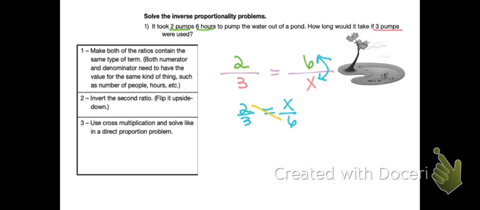So multiply across, 2 times 6 is 12. Multiply across, 3 times x is 3x. And then solve. So undo that multiplying by 3 by dividing by 3, because 3 divided by 3 is 1. And then we have x equals 4.